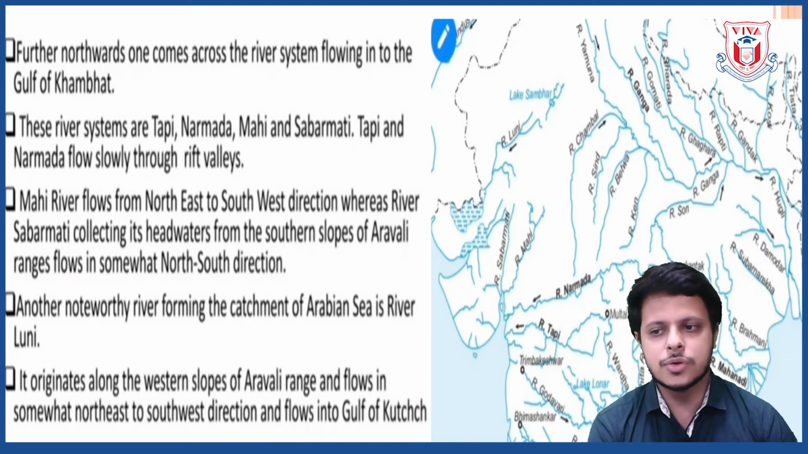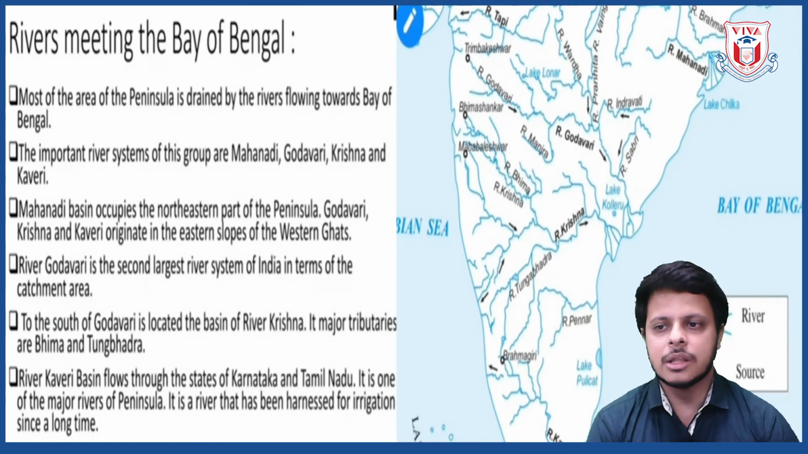Tapi and Narmada flow slowly through rift valleys. Mahi river flows from northeast to southwest direction, whereas river Sabarmati, collecting its headwaters from the southern slopes of Aravalli ranges, flows in somewhat north-south direction. Another noteworthy river forming the catchment of Arabian Sea, you can see there, is the river Luni. It originates along the western slopes of Aravalli range and flows in somewhat northeast to southwest direction and flows into Gulf of Kutch.